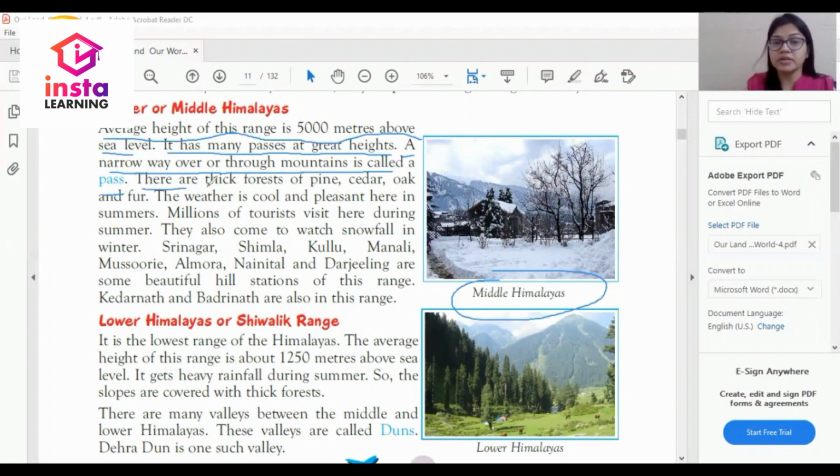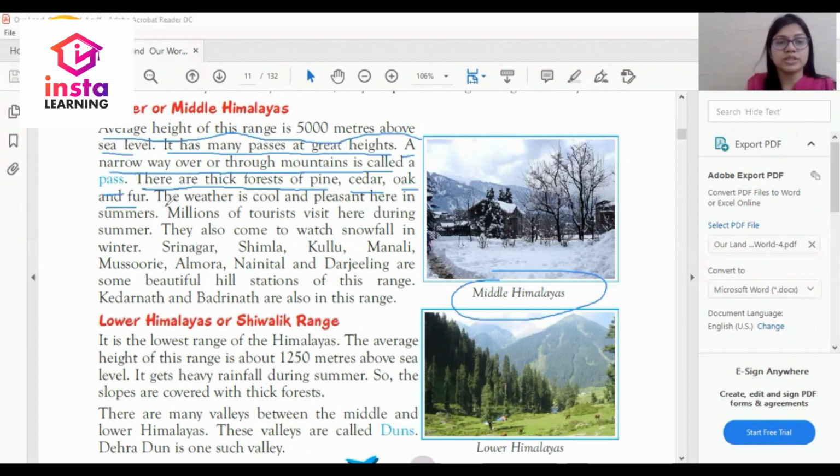There are thick forests of pine, cedar, oak and fir. कौन से थिक फॉरेस्ट होते हैं? कौन से थिक जंगल्स होते हैं? कौन से पेड़ पाए जाते हैं यहाँ पर? Pine, cedar, oak and fir.